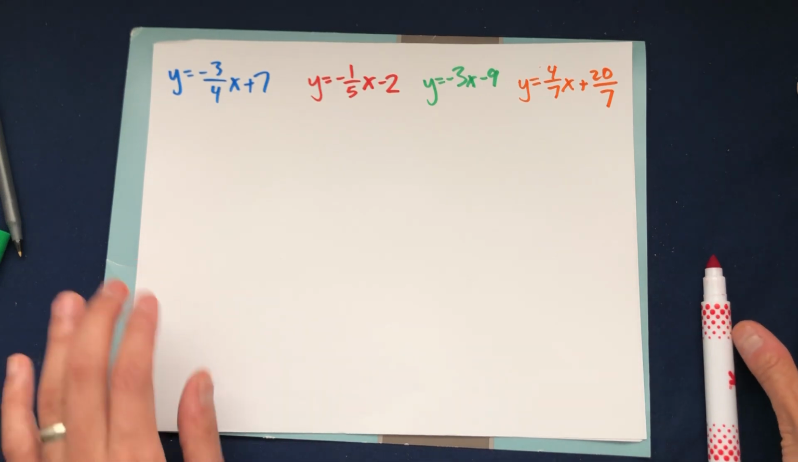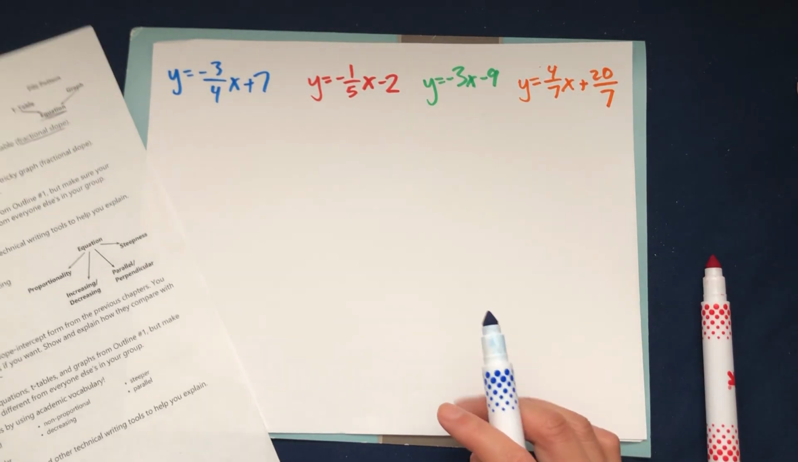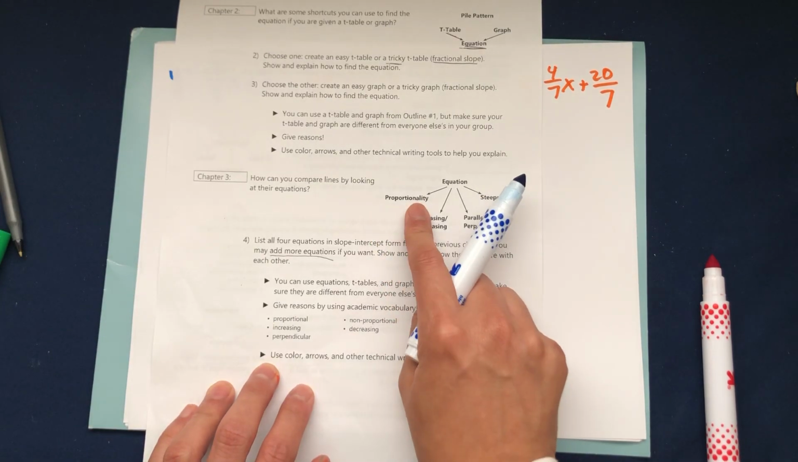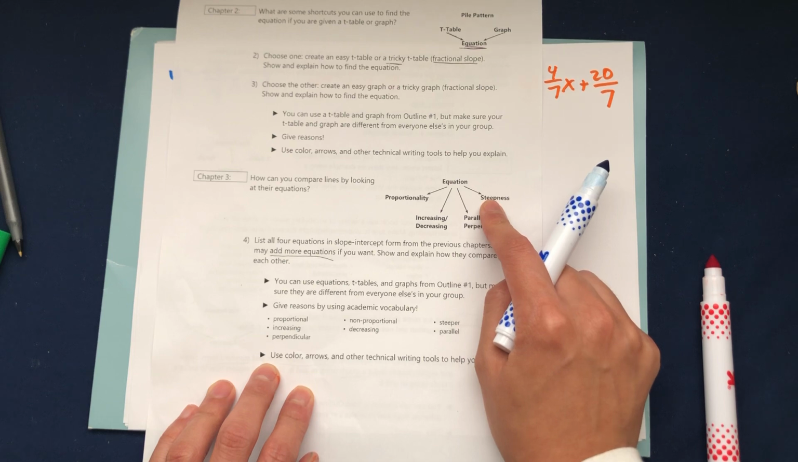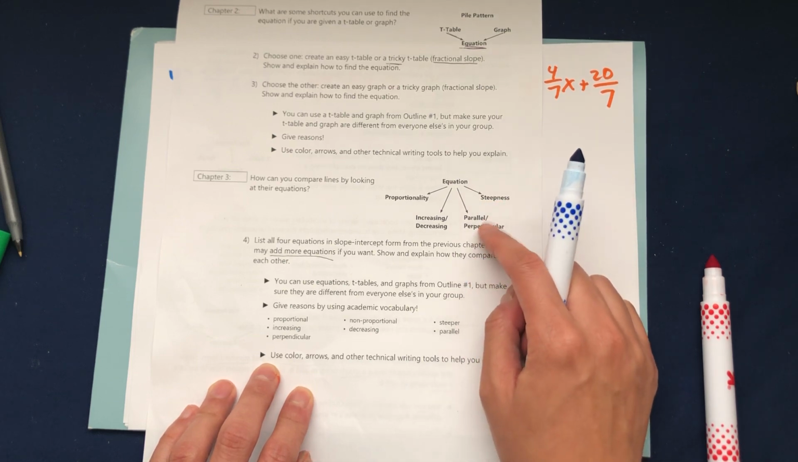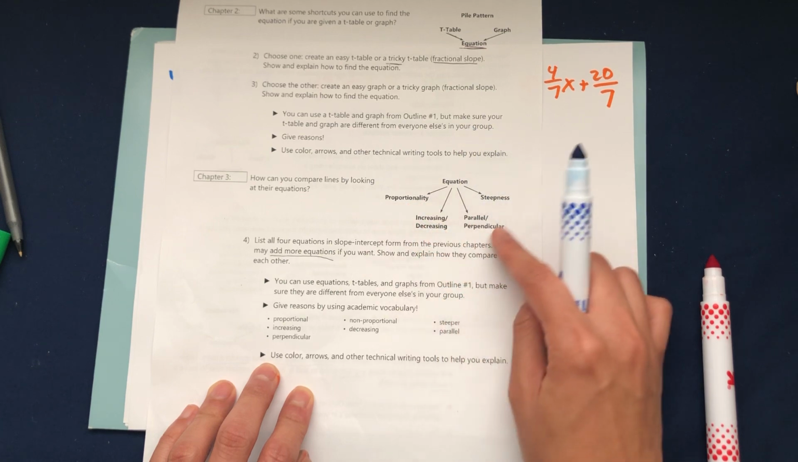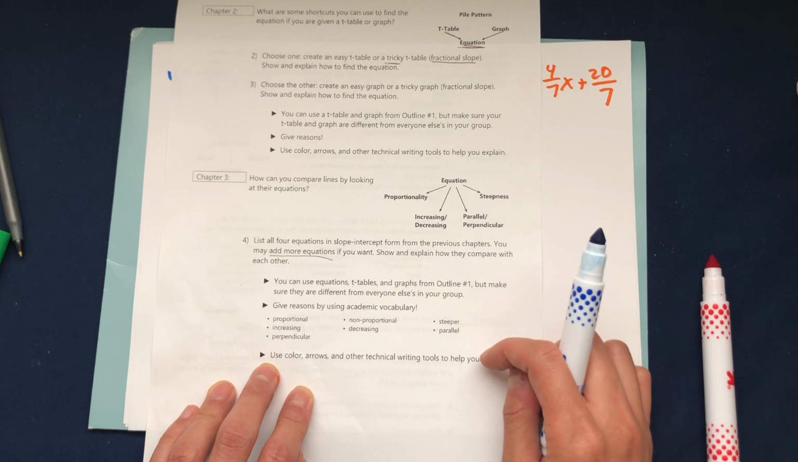So with that said, when we have these 4 equations, we need to be able to categorize them as either proportional, increasing, decreasing, parallel, perpendicular, and how steep they are. And if you're having trouble figuring out how to categorize them, you can always add more equations to help you explain that.